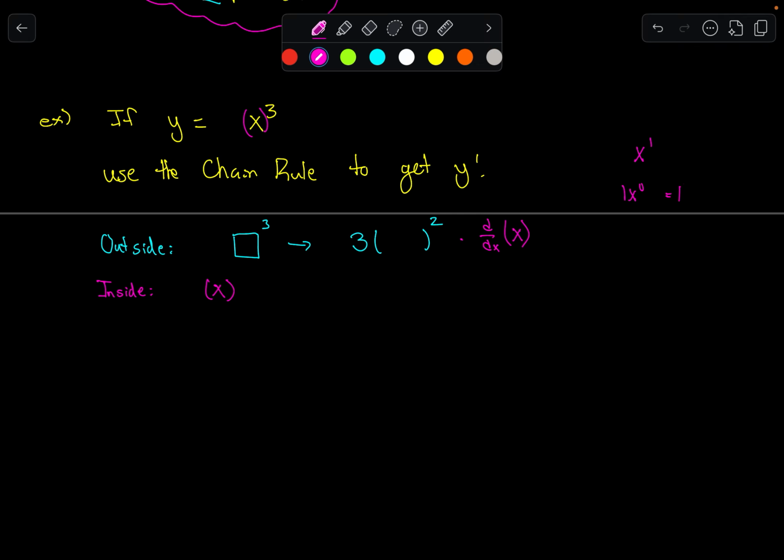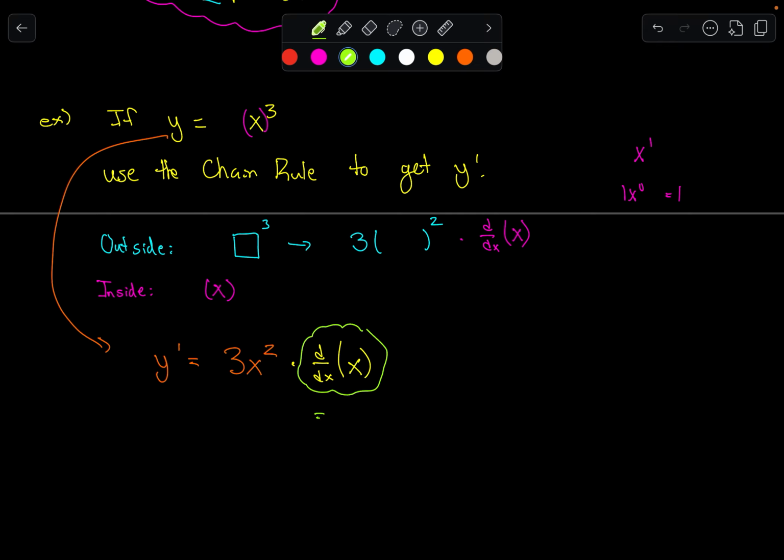So our final answer here, if we were to go the long way, y prime is going to be 3x squared times the derivative of the inside function, which is just x, but that's just 1. And so we get indeed still that y prime is just equal to 3x squared. So the chain rule does exist. It just doesn't ruin our plans when it comes to doing simpler rules like we had before, like the exponent rule. It doesn't change anything.